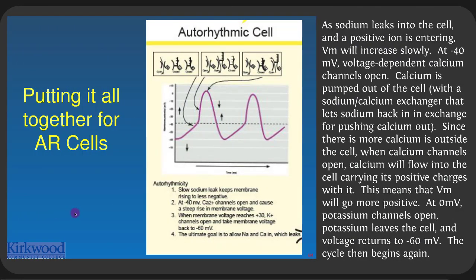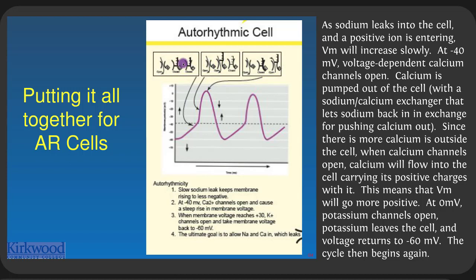So let's start with where we ended that last slide with that sodium leak. As sodium leaks through the sodium leak channel, a positive ion is flowing into the cell, and that's going to raise our voltage slowly. When we get up to negative 40 millivolts, a voltage-dependent calcium channel opens.